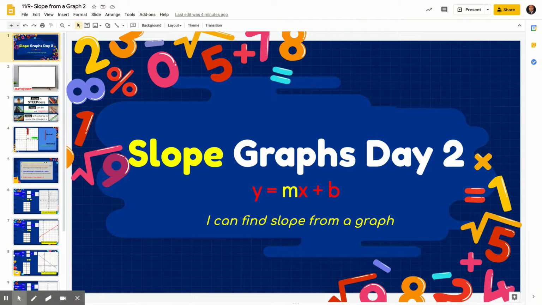It's Monday, November 9th, and we have slope graphs day 2. You'll notice here that underneath that title is our slope equation, y equals mx plus b, and our I can statement is: I can find slope from a graph.